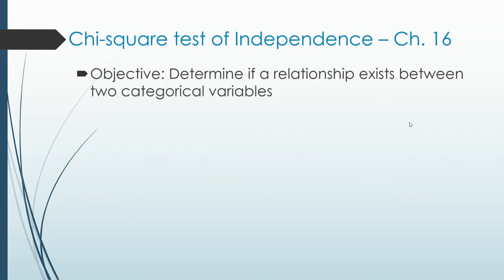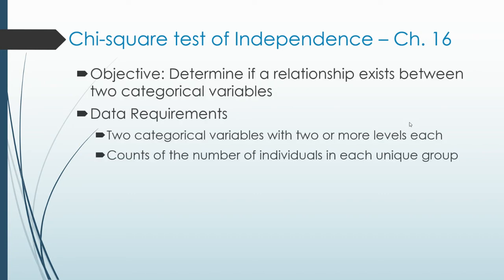So first of all, this chi-square test of independence, its objective is to determine if there's a relationship between two categorical variables. So categorical variables, recall, are those where you've got groups of individuals based upon certain characteristics. For example, gender, race, ethnicity, those types of things would fall into the category of categorical variables.